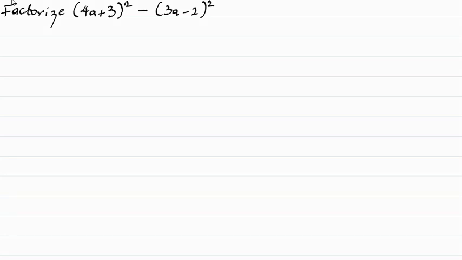Today, we are given an algebraic expression from JAMB 1986, where we are asked to factorize (4a + 3)² − (3a − 2)². Now, to proceed in solving this, we come down and write solution.